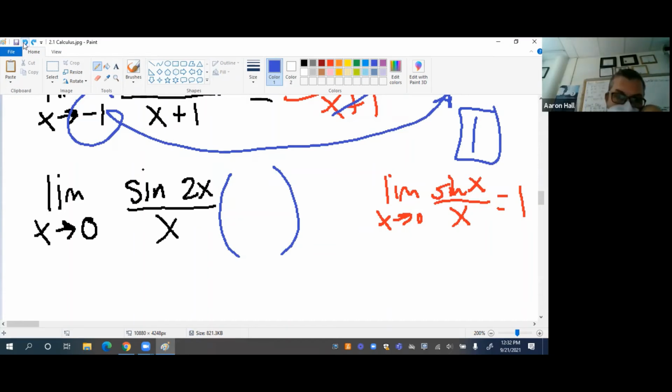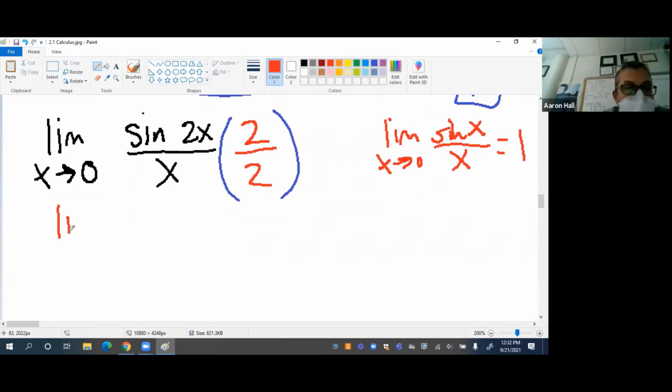Okay, close. What do you hate about 2? I'm multiplying by 1 in the form of 2 over 2. How does that help? Is that 2 part of my horizontal stretch or my vertical stretch? It's my vertical stretch.